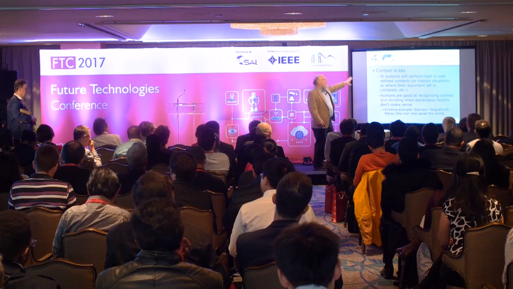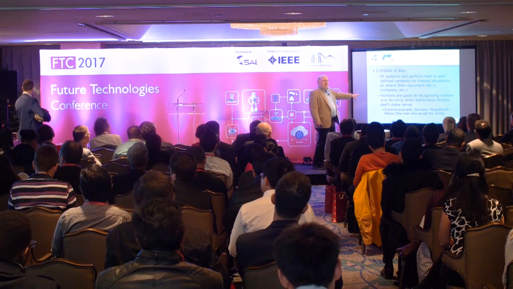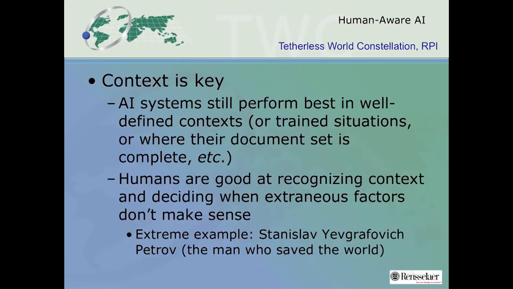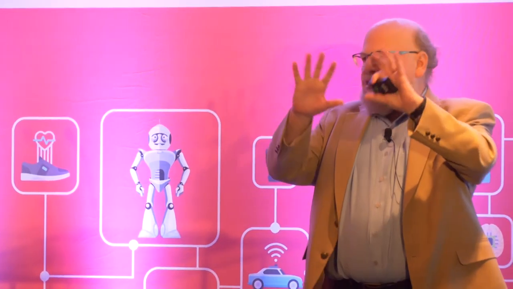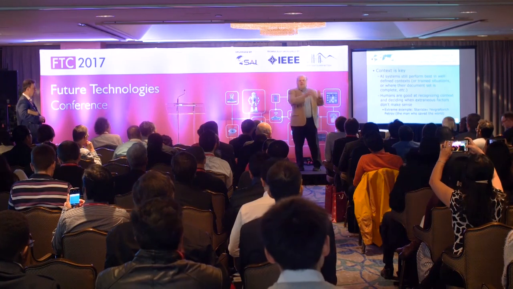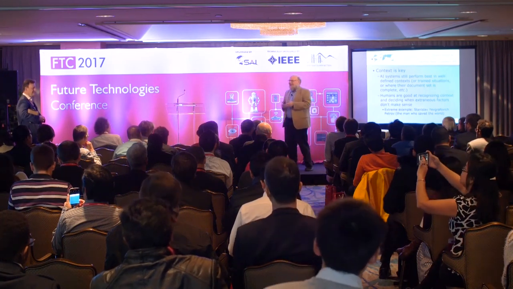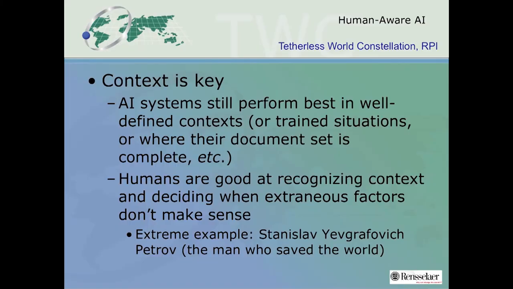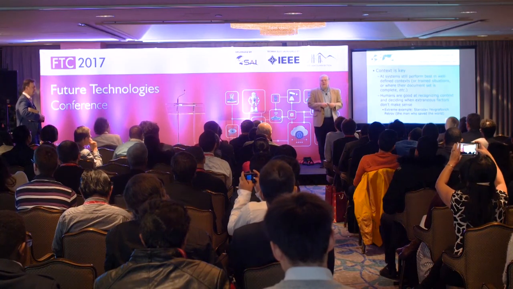Humans are very good at context. We can look at a complicated situation and say, well, this would cause me to think this, but this would cause me to think that. And so we navigate through the gray area. Computers want to get it to a zero or one. Sorry, guys. So maybe there is a quantum thing. Humans are very good at recognizing context and deciding when extraneous factors don't make sense.